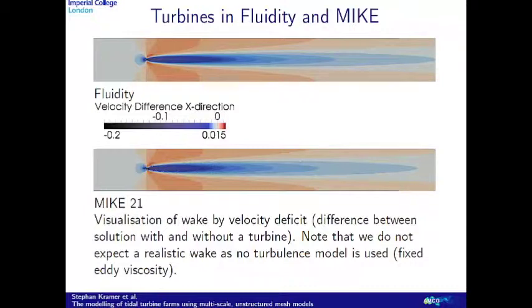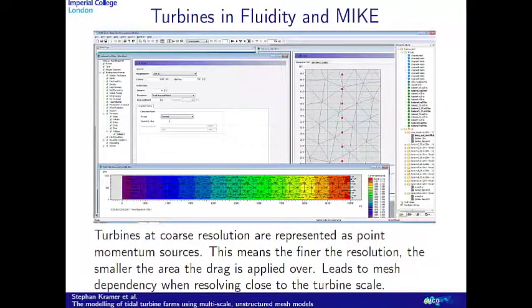Okay, so this is what it looks like in Mike, the GUI in Mike. You select where you want your turbine, you just give the coordinates, and then you have your unstructured mesh. Then what happens is that the turbine ends up in one cell, and because of the numerics in Mike, basically what it then does is apply that drag that we just talked about over the area of one cell.